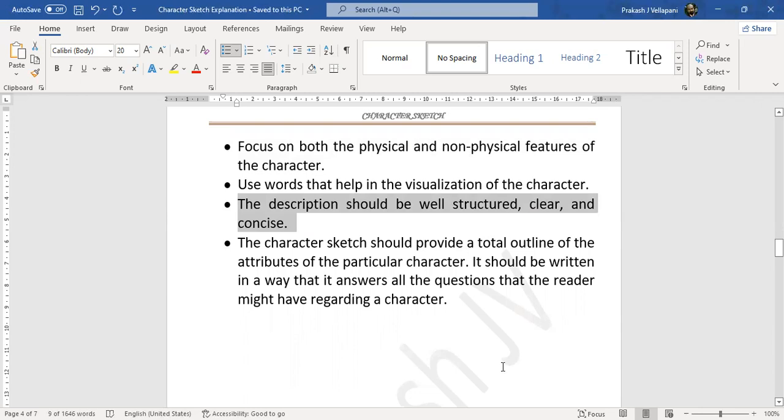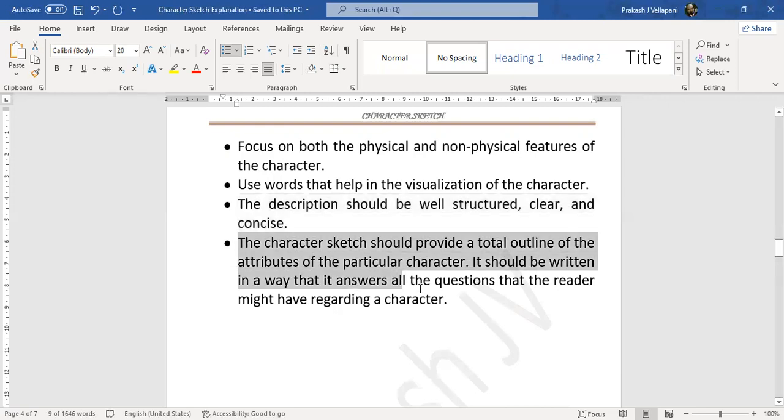That is, when you're describing your character, when you're writing the character sketch, you need to properly and carefully structure your sentences. Be clear, be crisp, and be to the point. Avoid dragging out the sentences, avoid dragging out points just in the effort of making your character sketch longer. The character sketch needs to be short, brief, and to the point.